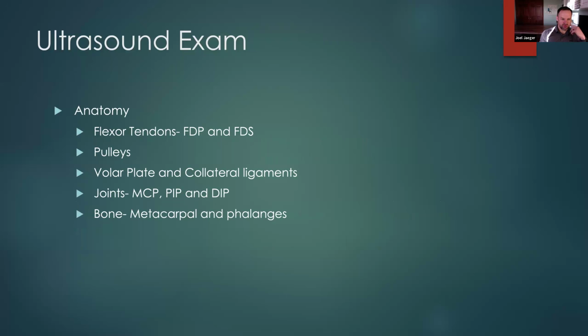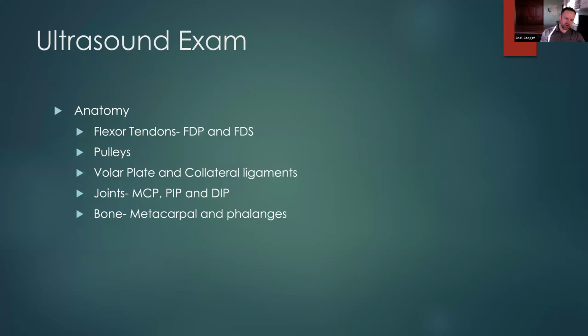So what I will start off with is the flexor tendons. So we're looking at our flexor digitorum profundus and the superficialis. I'm also going to look at the annular pulleys that are overlying those and holding those in place. We want to take a look at our volar plate and the collateral ligaments that are going to be sitting just deep to those flexor tendons.